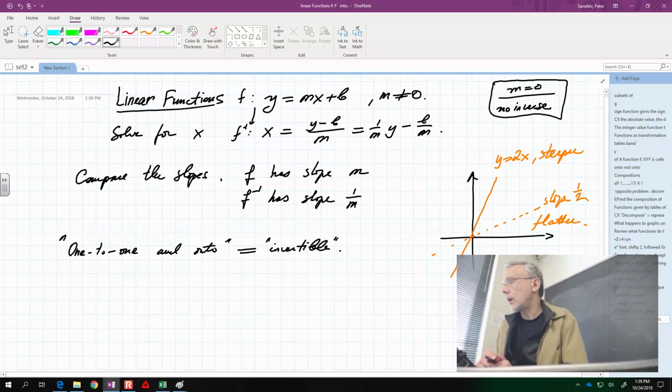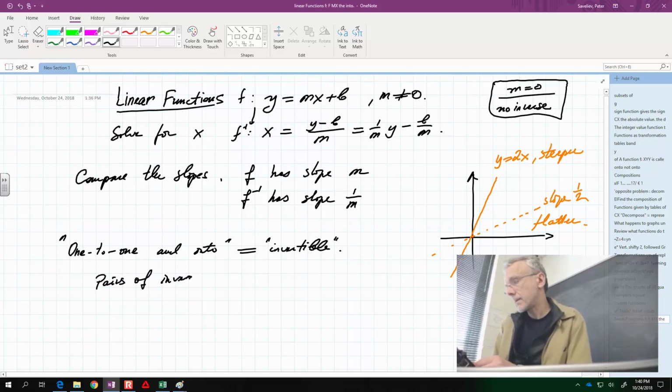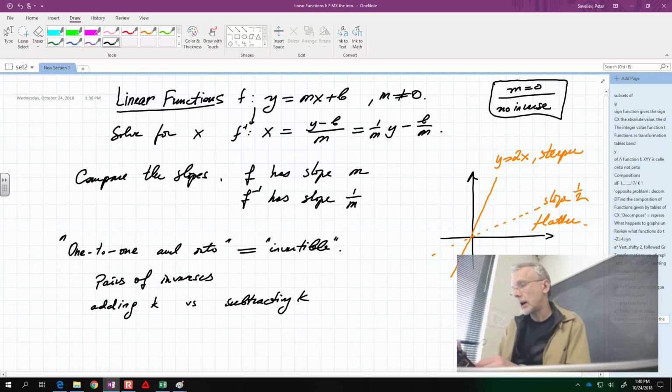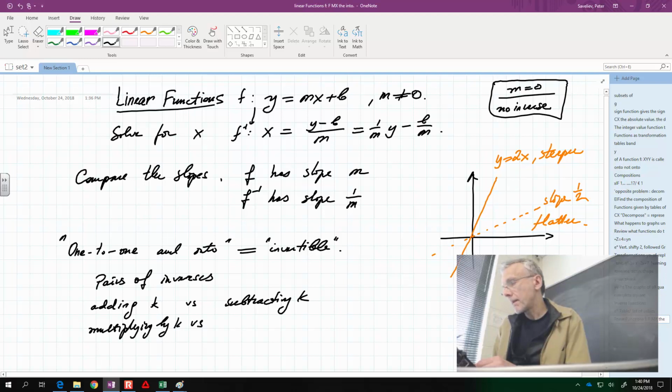Okay, so once again, let me put the table. The inverse is common pairs. So pairs of inverses. We already have seen a few. So adding k, subtracting k. These are one main pair. The other one is multiplying by k versus dividing by k.